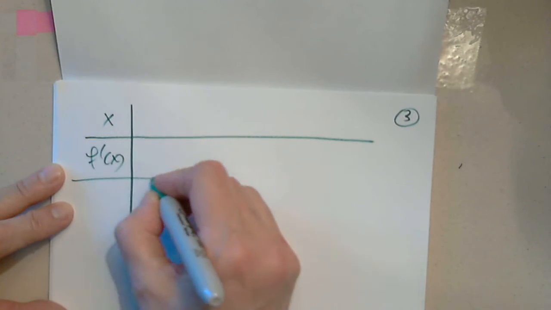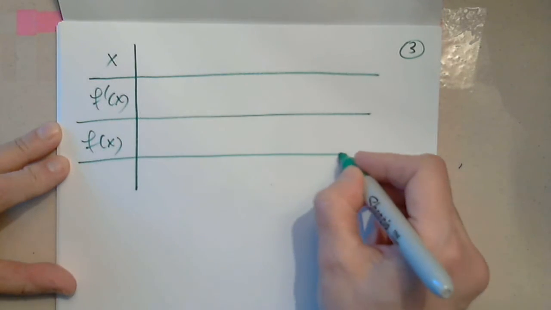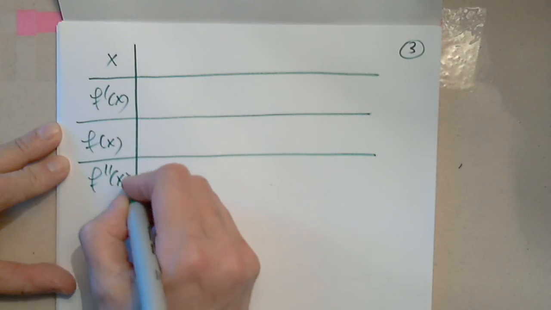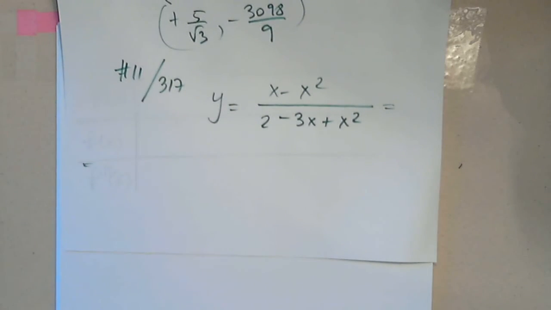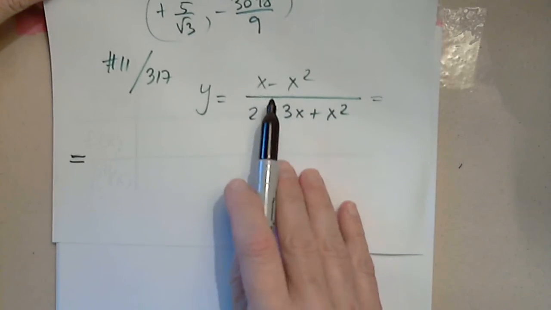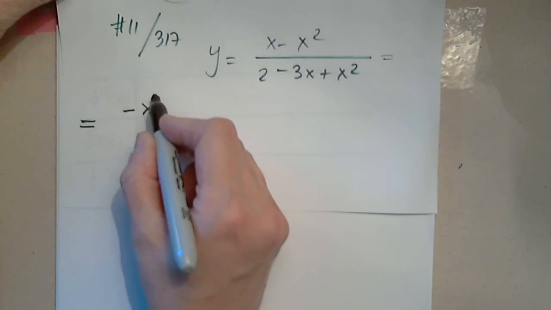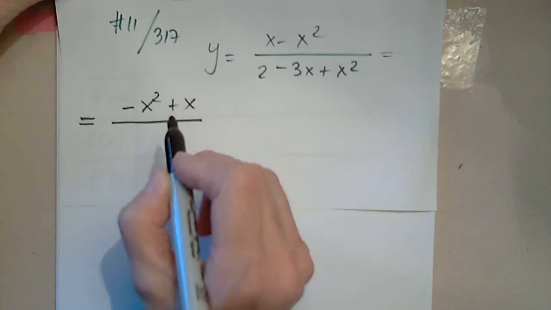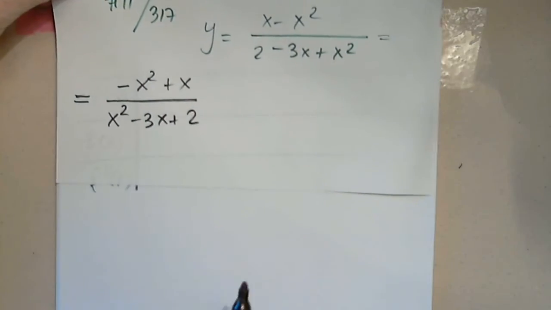F prime, f of x, and the second derivative. Then I come back and I realize that I don't like the way this function is presented, which means the numerator and denominator are not in descending order. I see a negative leading coefficient. It needs fixing. So negative x squared plus x will be the correct numerator. And then x squared minus 3x plus 2 will be the correct denominator.